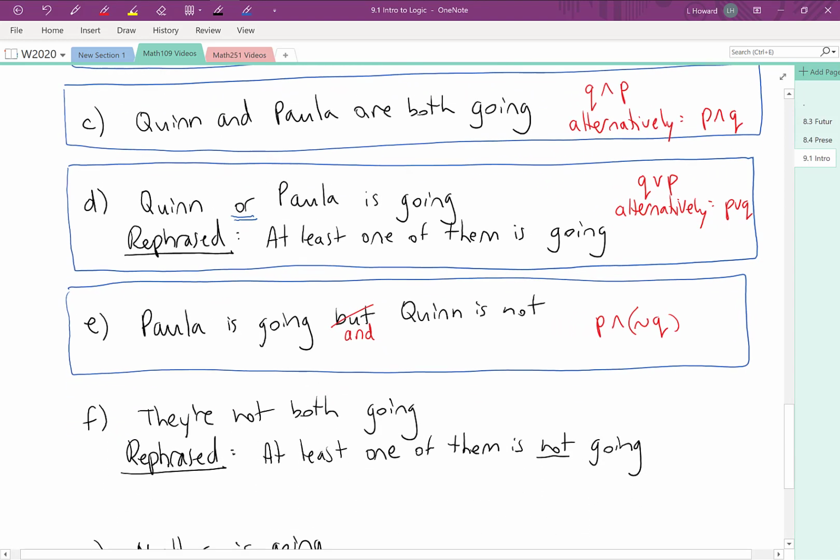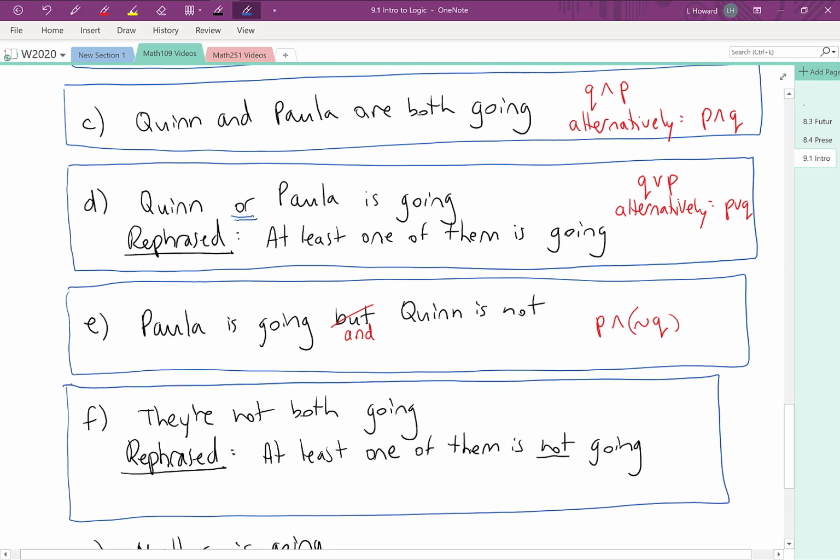Okay, part F, they are not both going. Could be none of them are going. Could be one of them is going. So a way to rephrase that is to say at least one of them is not going. One of them is failing to go. Could be both of them are failing to go. Could be one of them is failing to go. But in the end, we're going to have 0 or one of them going to this party. So I would say the most direct way to do this is just to say not (P and Q). P and Q is representing them both going, and if you negate that, then they're not both going.